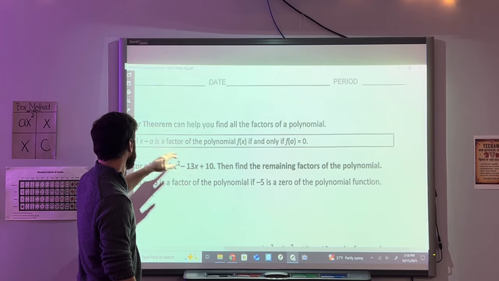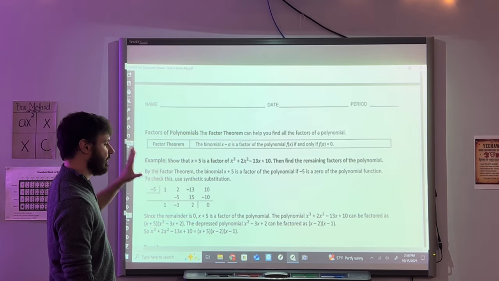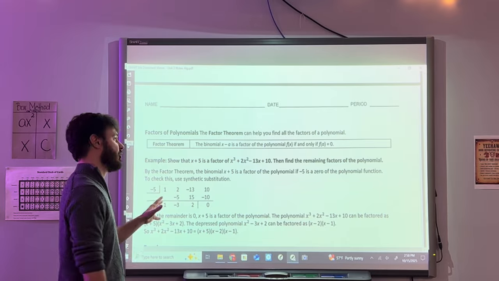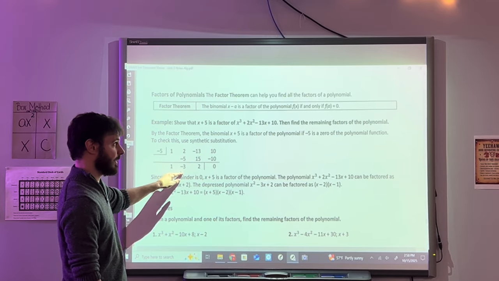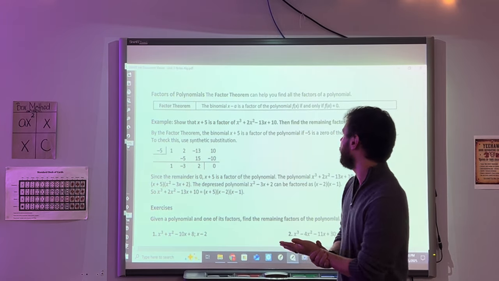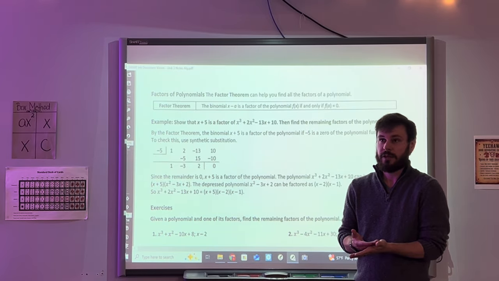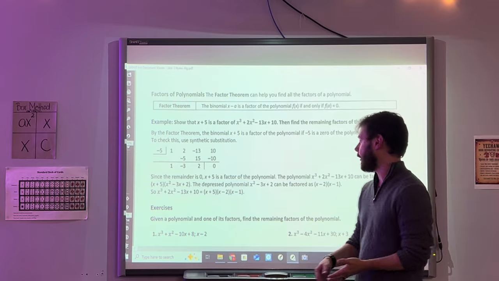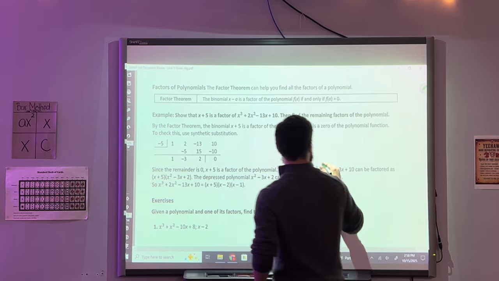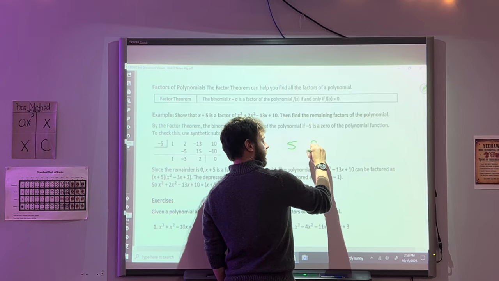Next page. Okay, the factor theorem. Okay, so this is more synthetic division. So if you're good at synthetic division, fantastic. Now what we're doing here is we're just determining if the thing we are dividing by is a factor. And if it is a factor, we won't have a remainder. So, question. Is 5 a factor of 35?